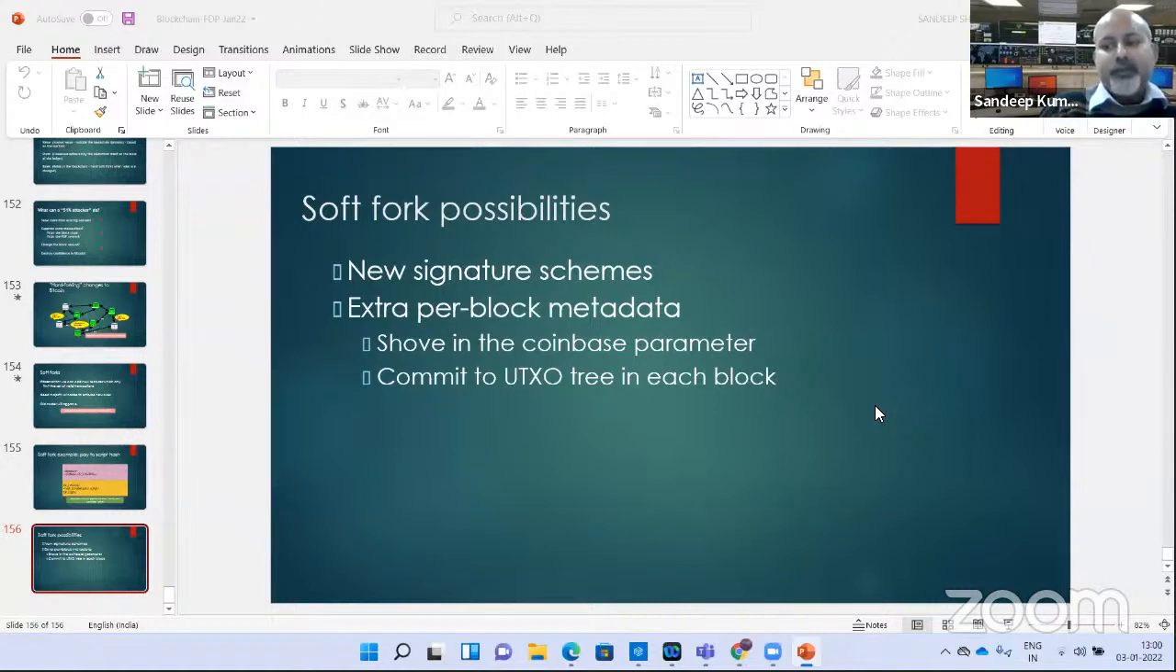An example of a puzzle will be basically, I give you a string and I say guess another 8 characters in this string, such that the hash of this entire string is smaller than a given value. So that will be a puzzle.